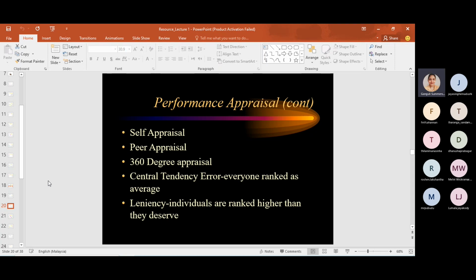And when it comes to performance appraisal, we have this thing called leniency as well. Leniency means being biased. As a manager, you are not supposed to be biased, but if you are biased towards a certain person, you will rank them higher than they deserve, right? So leniency is about individuals being ranked higher than they deserve. Okay, so these are some things that can happen in performance appraisals.